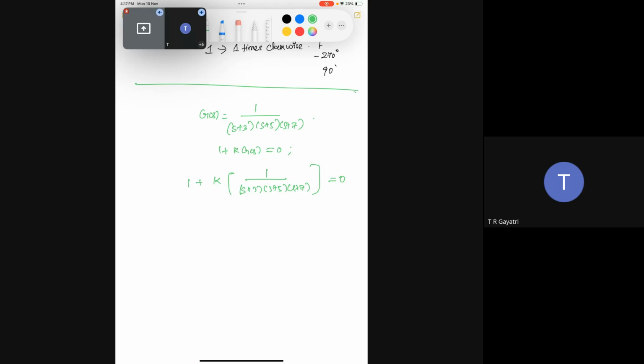The fifth question is about if a zero is added, will the system be stable for all values of k? It can't be stable for all values of k, no, ma'am. With the addition of a zero at s equal to -1, it will be s plus 1 in the numerator, right? So there will be s plus 1 here. Yes, ma'am.